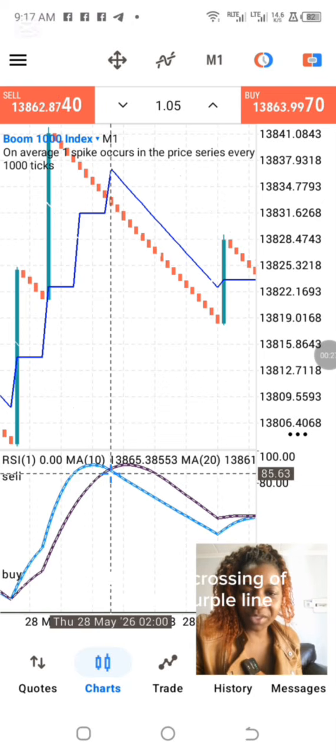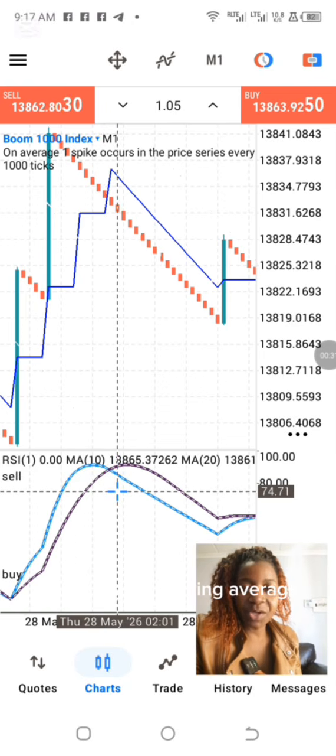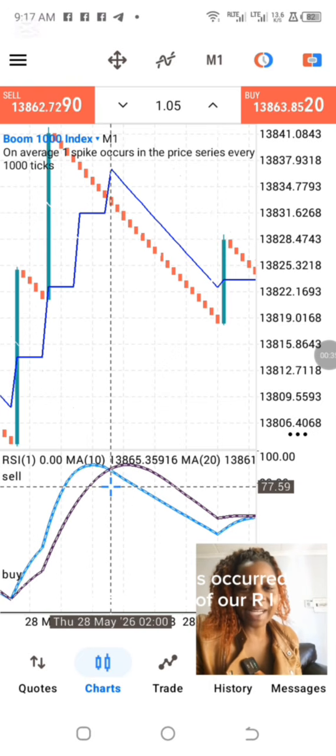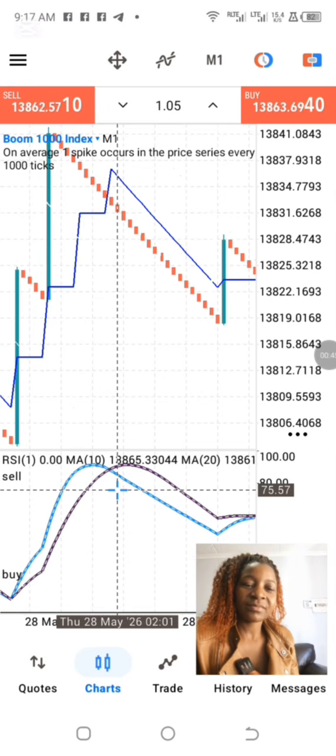As you can see, there's been the crossing of this blue and purple line, which are the moving averages, and the crossing has occurred above level 80 of our RSI. So when these conditions are met, we enter the trade, we sell in Boom, we sell in GainX, and you take your 10 candles.